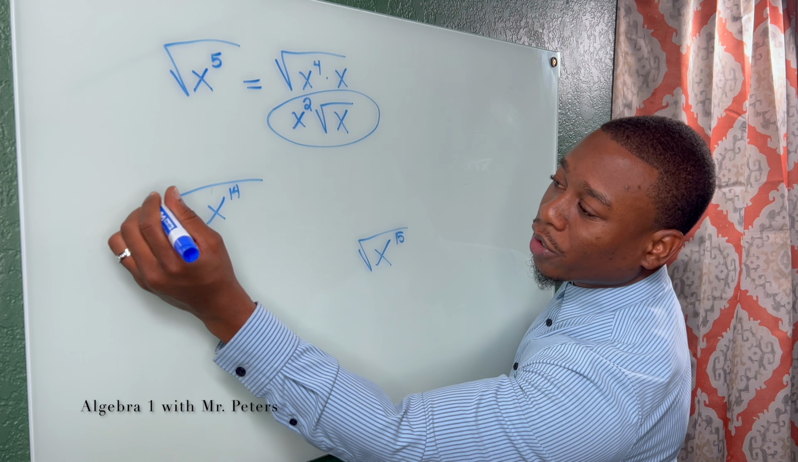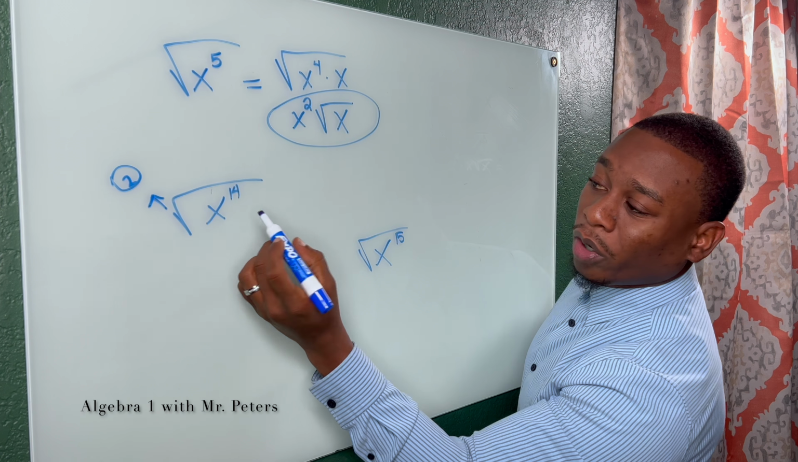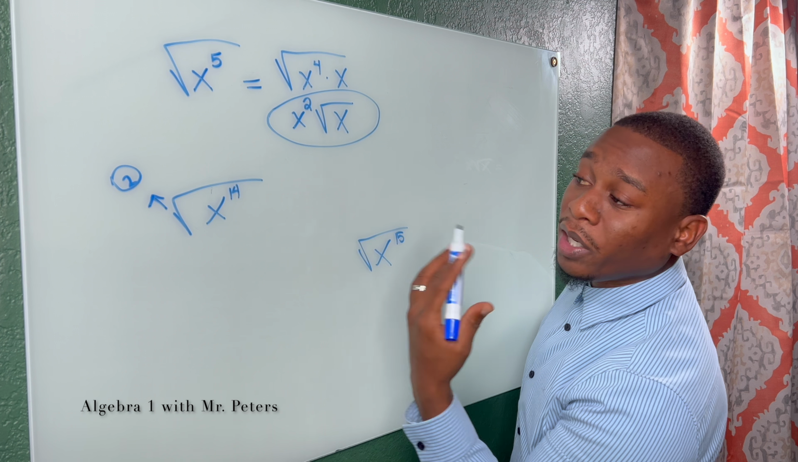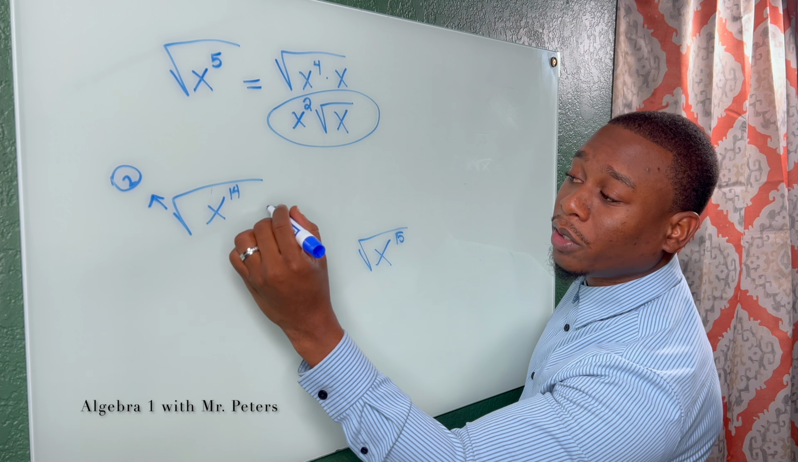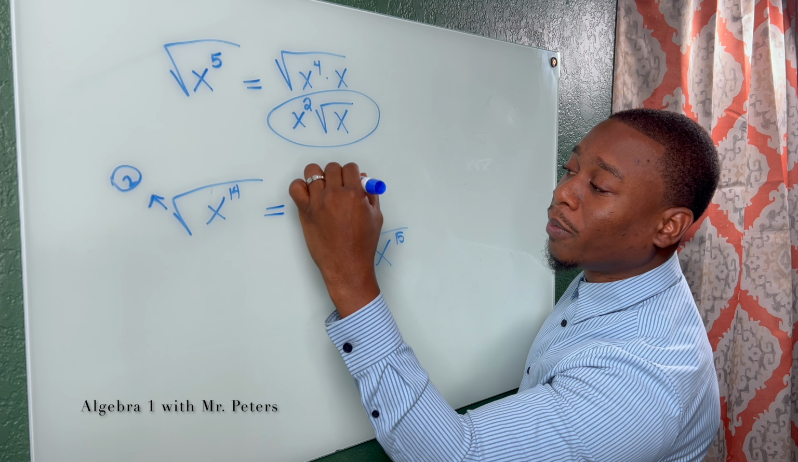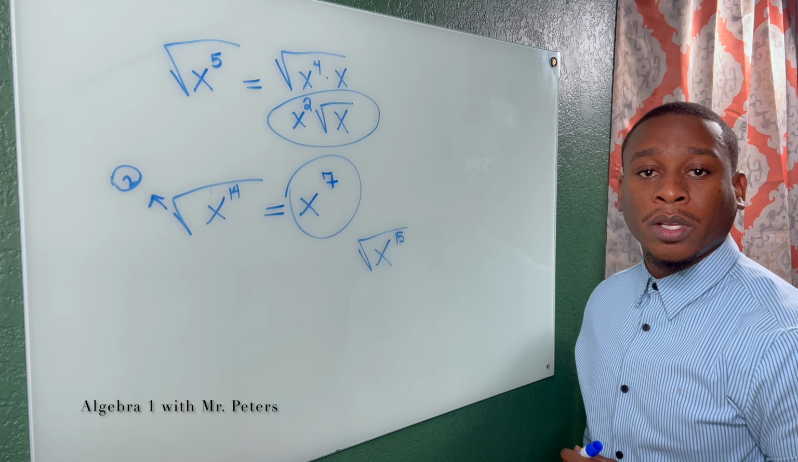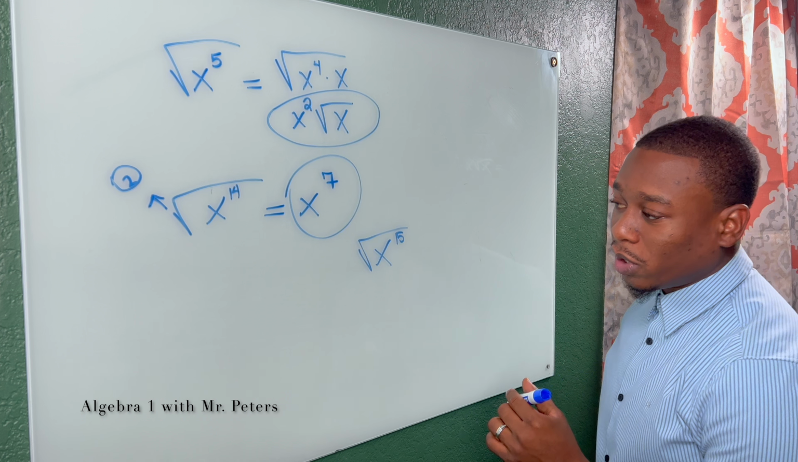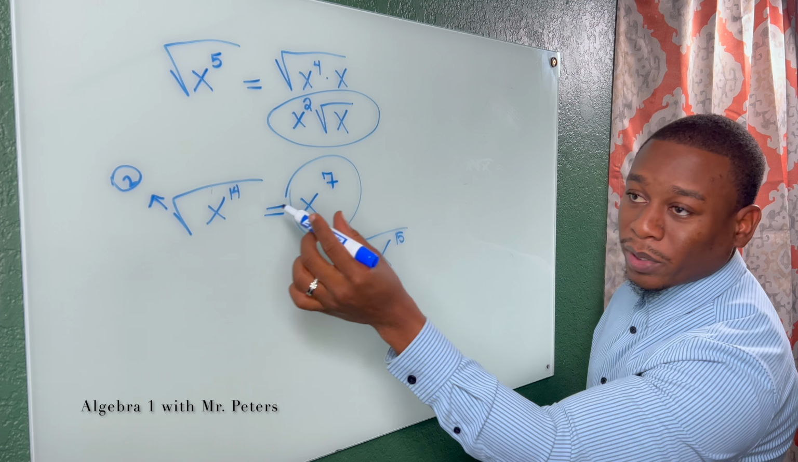Whatever our root is, we have a root of 2. We're going to divide that exponent. How many pairs of 2 do we get in 14? X to the 7th power. That's its answer. Now, when we go back to odd exponents, let's just split this and we're going to use this as a reference.